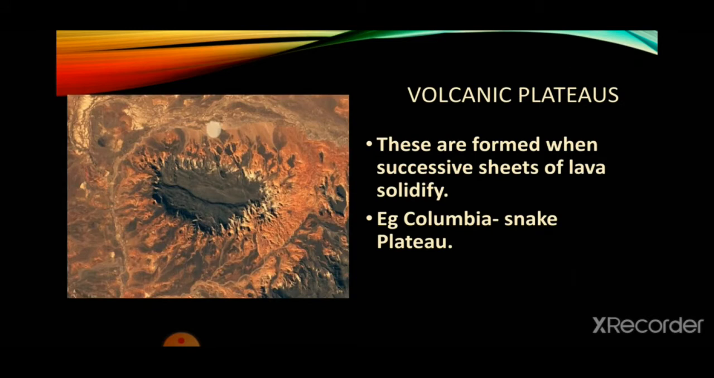Now the next one is the volcanic plateau. Volcanic plateaus are formed when successive sheets of lava solidify. After a volcanic eruption, when the lava solidifies, volcanic plateaus are formed. For example, the Columbia Snake Plateau is an example of a volcanic plateau. You can see the image here.